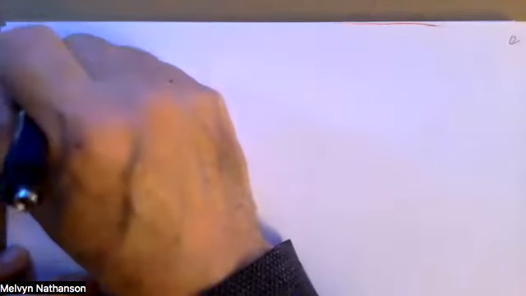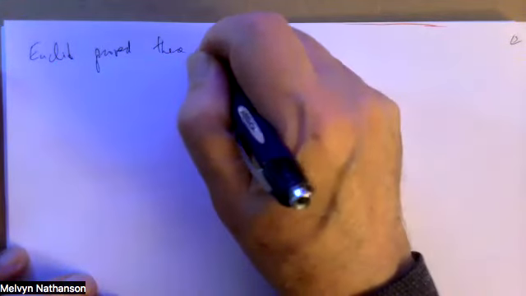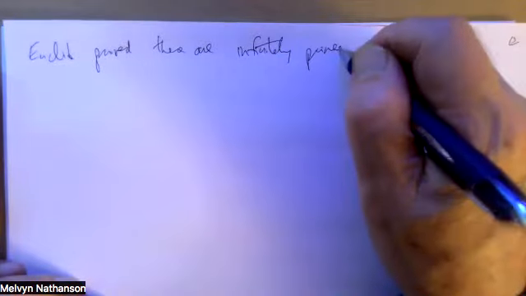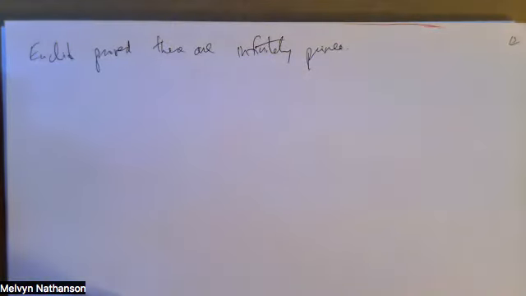So recall Euclid proved there are infinitely many primes. So you can't write a list that stops after a finite number of steps and includes all the primes. Can't be done.